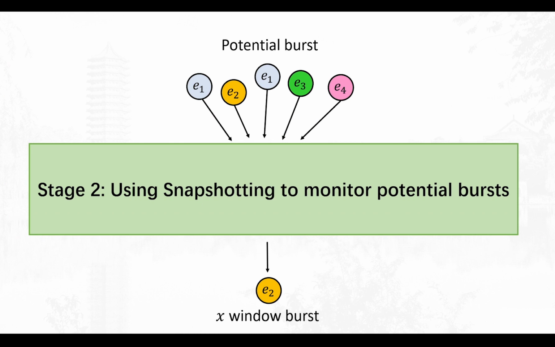All potential burst items in Stage 1 will be inserted into Stage 2. Stage 2 uses snapshotting to monitor if there is a burst occurring. Snapshotting means that we do not record the in-time pattern of a burst. Instead, we just take a snapshot when the burst speed suddenly increases or suddenly decreases, because the sudden increase and the sudden decrease can directly characterize the burst. Therefore, the complexity of the insertion speed and space is O(1).